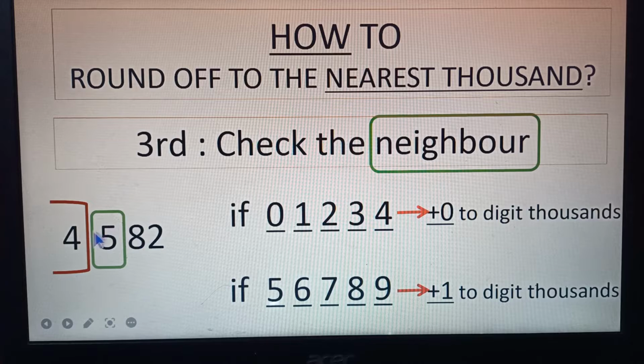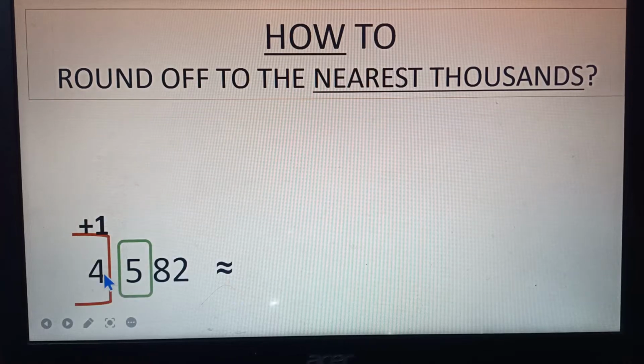Okay, let's check the neighbor. Is it more than 5 or less than 5? Neighbornya 5. So di mana kedudukan 5 tu? Is it less than or more than? Yes, it is more than. Ada arah more than 5. So 5. So what should you do with the 1,000? Atas staple ni kita add 1. Okay, kita campur 1. Next step.